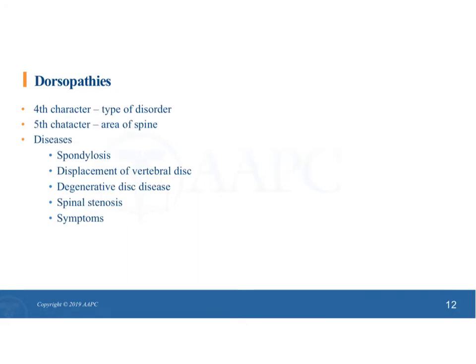A dorsopathy is a disorder affecting the spinal column. The spine is divided into regions beginning superiorly. The cervical, there are 7. Thoracic, there are 12. And then the lumbar, there are 5. These disorders are classified according to what part of the spine is affected. 4th and 5th characters are required to specify the type of disorder and the area affected.